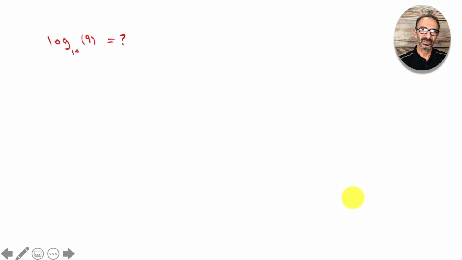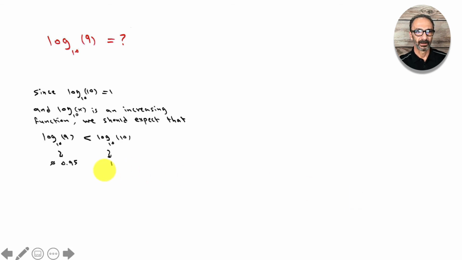Log 9 base 10, 10 to the power, what is 9? That's a question. I could use a calculator because the calculator does have a key with base 10. Since log 10 base 10 is 1, we know that, and log x base 10 is an increasing function, when you look for log 9, it should be a little bit lower than 1. Using the calculator, I have 0.95, which makes sense.